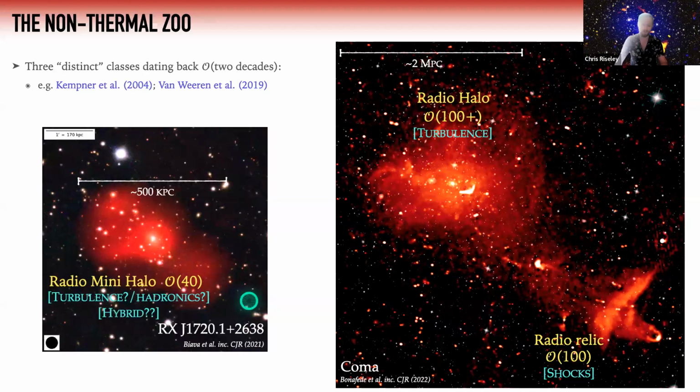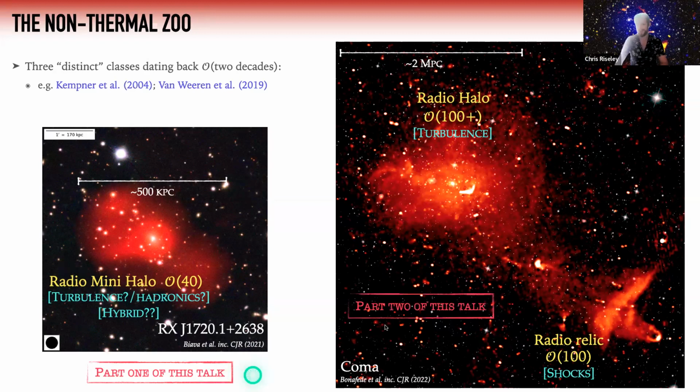But some of the most recent work that my colleagues and myself have been heavily involved in is actually revealing that perhaps some form of hybrid scenario is responsible for the generation of mini halos. And part 1 of this talk is very much going to be devoted to the topic of mini halos. And part 2 of this talk, which will only be a couple of slides, will very much deal with your larger scale emission, your radio halos and your radio relics.